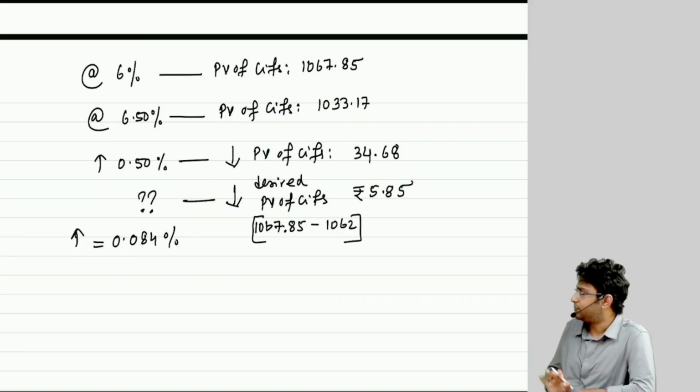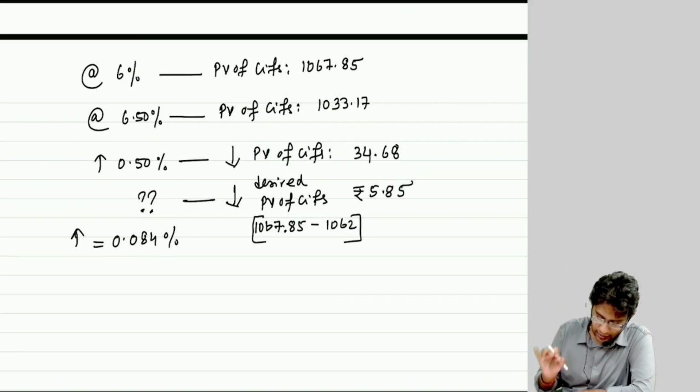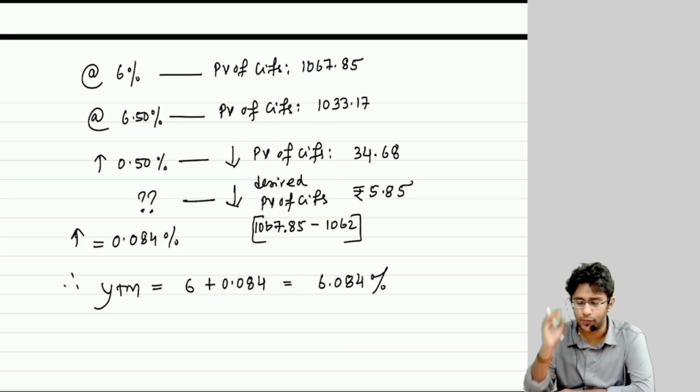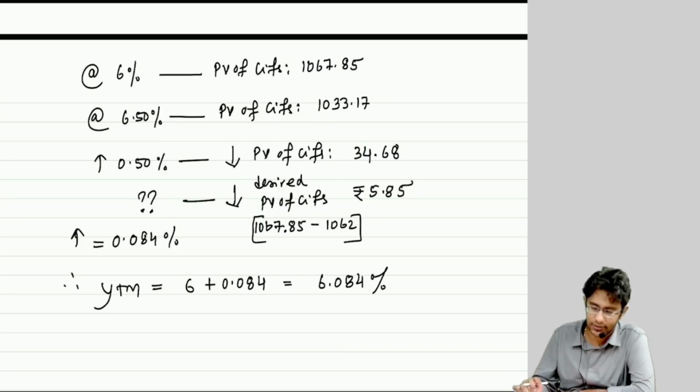Cross multiplication simply. Don't apply the percentage directly there. Treat percentage as a symbol and write it there. Therefore, finally, your YTM is equal to 6 plus 0.084, which is 6.084%. This is your final answer.